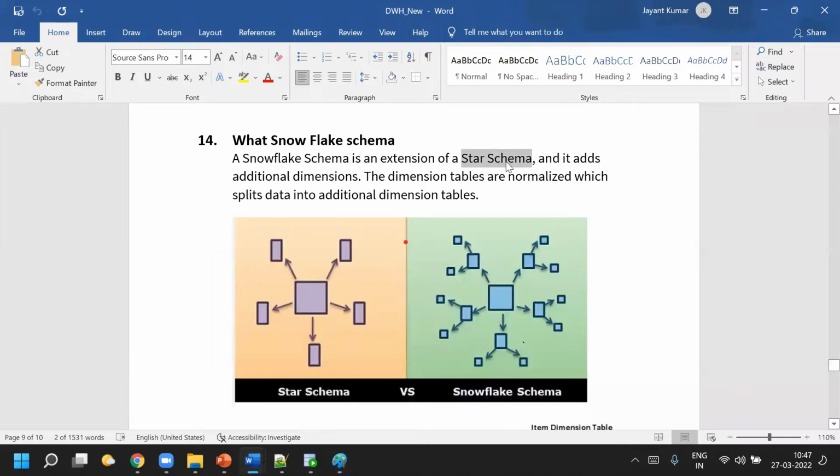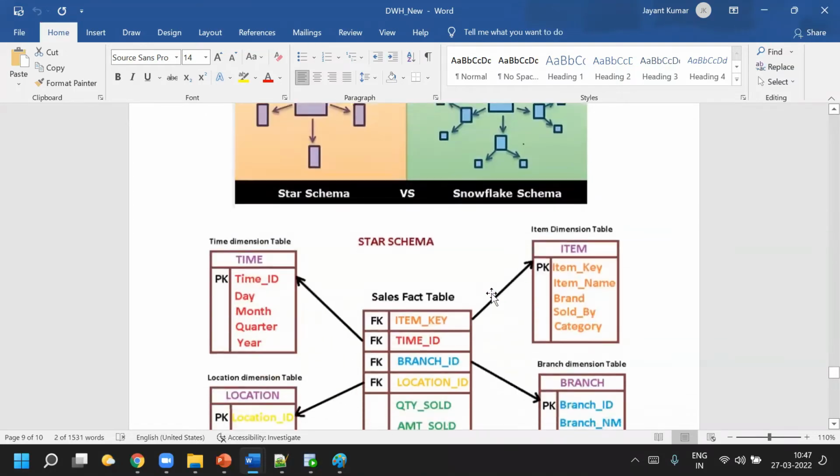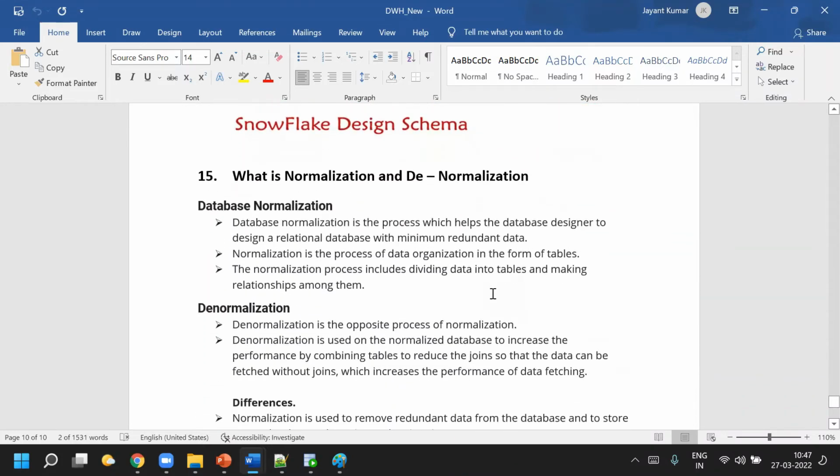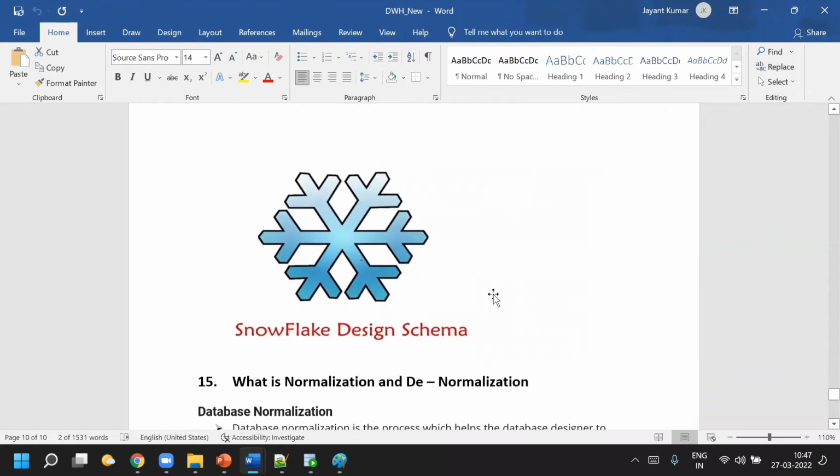A snowflake schema is an extension of a star schema, and it adds additional dimensions. The dimension tables are normalized, splitting data into additional dimension tables. So this dimension will split further. That is called a snowflake schema. Any questions, guys?